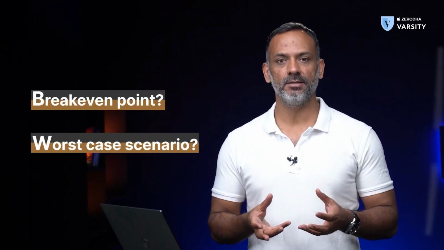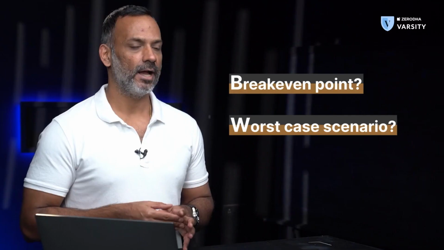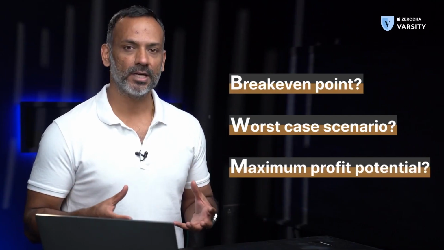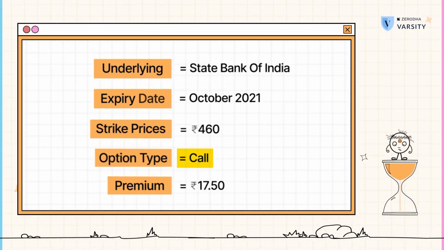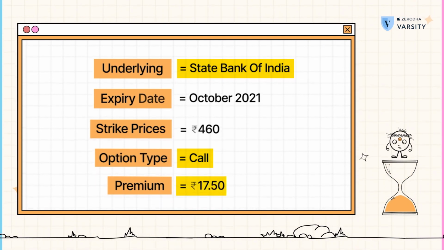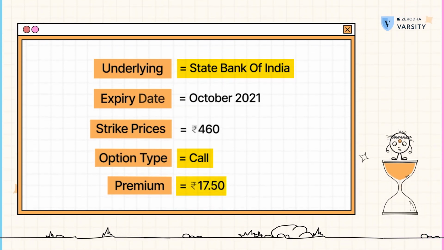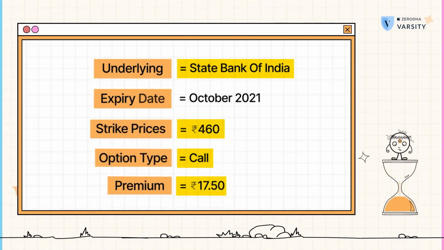In the previous video, we posed a few questions about the profitability of a call option buyer. The questions were around the break-even point, what is the worst case situation that is likely to happen, and what is the maximum profit potential that the call option buyer has. We bought the call option of SBI at 17 rupee 50 paisa. The strike price was 460. Let's try and get the answers for all these questions that we posed earlier.